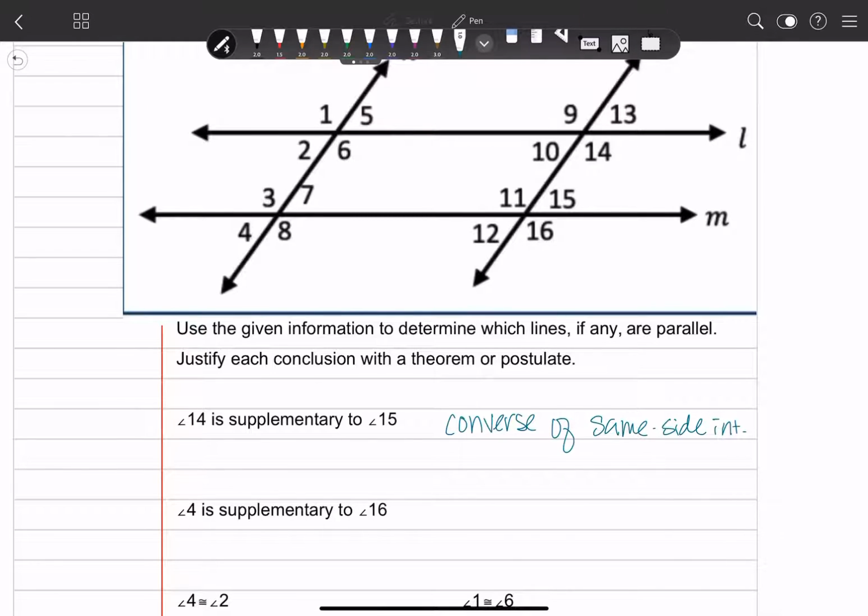And if we abbreviate it to int, that's fine. If you say same side, or if you said consecutive interior, I would be okay with that as well. But using this knowledge, that angle 14, the measure of it, plus the measure of angle 15 is equal to 180, we can therefore prove that line L is parallel to line M.